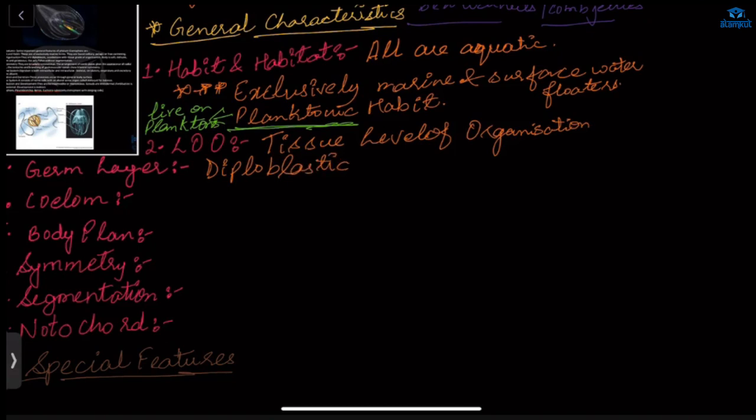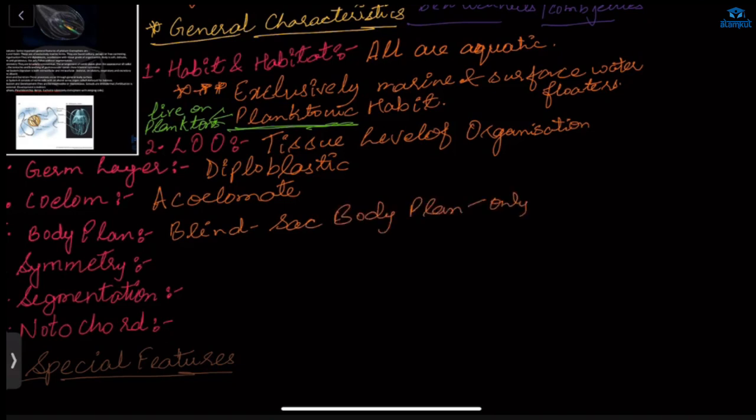Diploblastic. Now coelom, they are acoelomate. Body plan is what? Their body plan is blind sac body plan. Earlier in the phylum Porifera, what was it? Cell aggregate. Now in the phylum Ctenophora, it will be what? Blind sac body plan. Blind sac body plan means what? Only one opening will be there for entry and exit of substances.